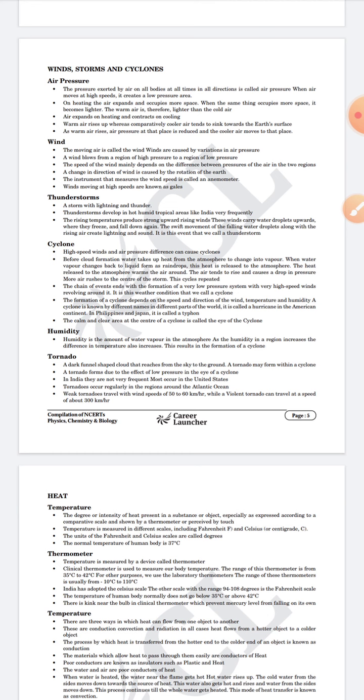A weak tornado travels with a wind speed of 50 to 60 km per hour, while a violent tornado can travel with a speed of about 300 km per hour.